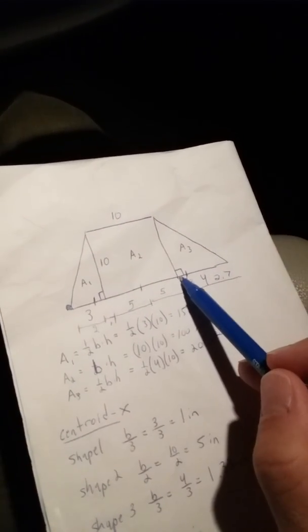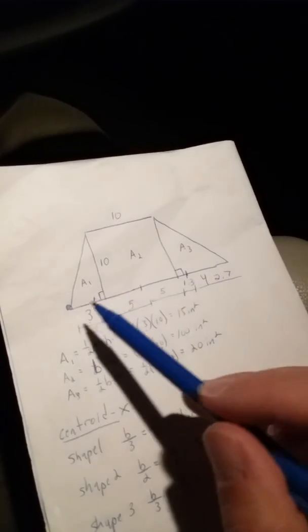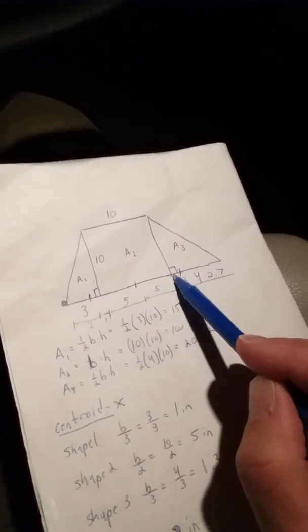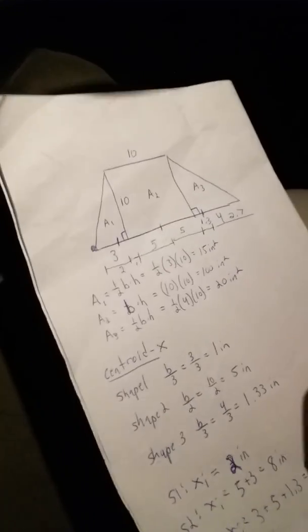Then lastly, for my shape number 3, my xi is what? Well, I went 1.33 away from my right angle. But from my common point, I went 3 plus 5 plus 1.3. So I went 3 plus 5 plus 1.3, which gives me 9.3 inches. Take a look at the work.